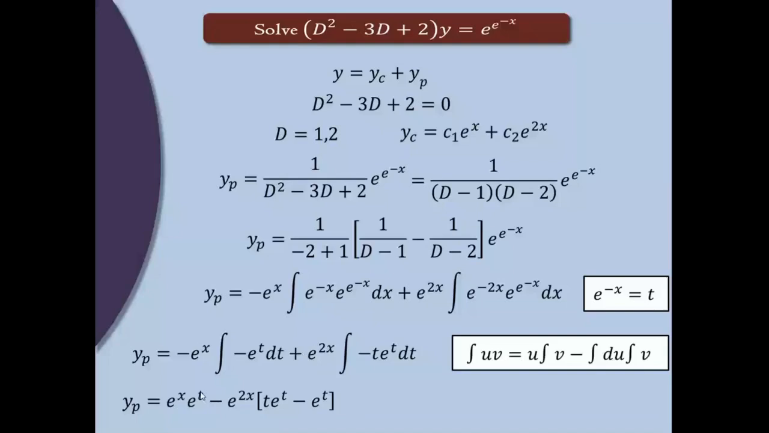Now substitute the value of t back, because the original equation is in terms of x and y. So we must get the answer in x and y. So put this value of t back. So it becomes e raised to minus x minus e raised to 2x as it is, e raised to minus x, e raised to minus x, minus e raised to minus x.